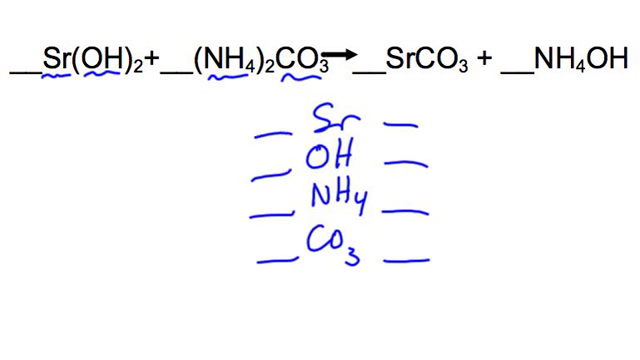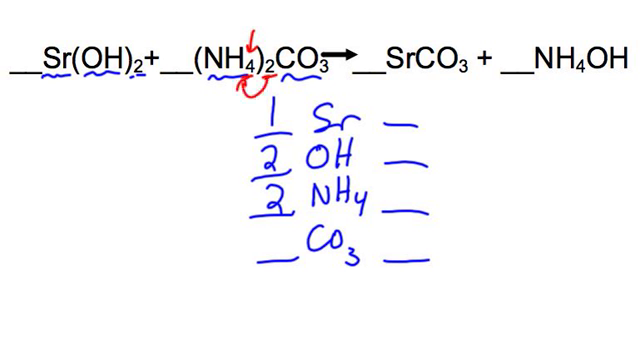So I have one Sr on the left. I have 2 OHs, and I also have 2 NH4s. Now, a common mistake people make is they look and they see the 4 and the 2, and they think they have 8 NH4s or 8 NHs. Remember, this 4 is part of NH4. For all practical purposes, it's not even a number. Consider it a letter. So there are 2 of this entire group, and that's what we want to keep track of.